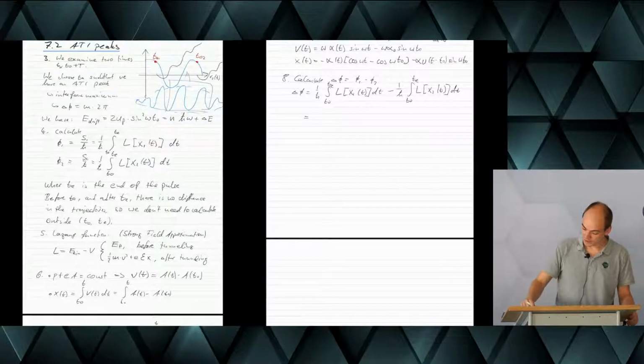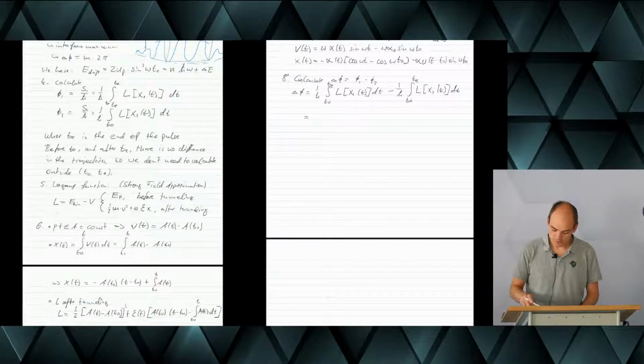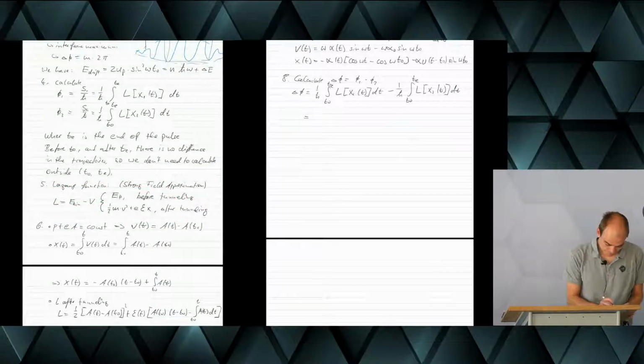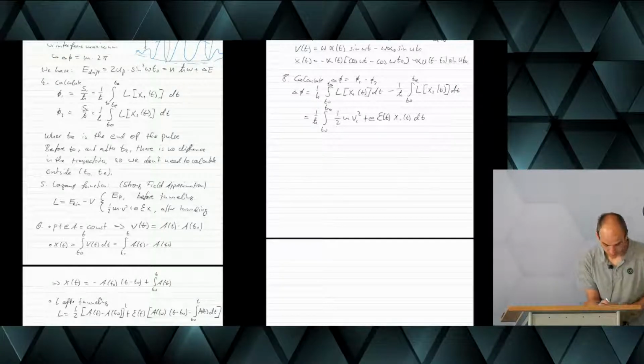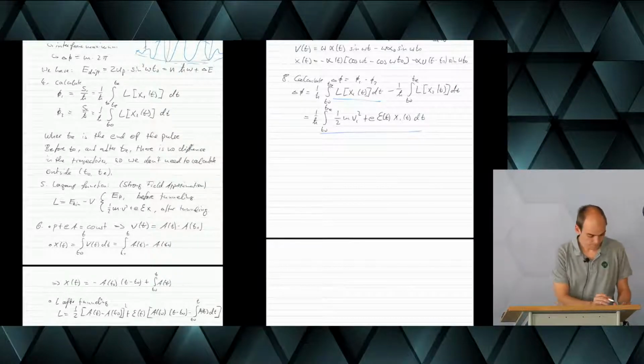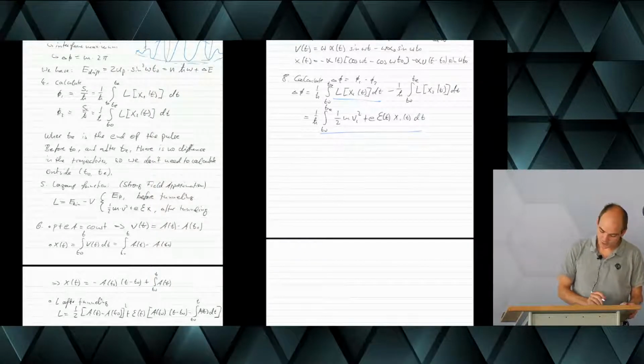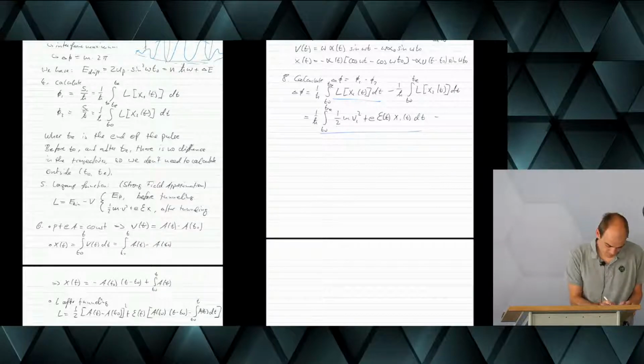Okay, so this is simply the Lagrange function, and now I will plug in the Lagrange functions here. So we have 1 over h bar, t0 to t end, 1/2 m v1 squared plus e of t x1 of t dt. Yeah, so this is, sorry, not phi 1, the first Lagrange function. And now comes the second one. Minus 1 over h bar.